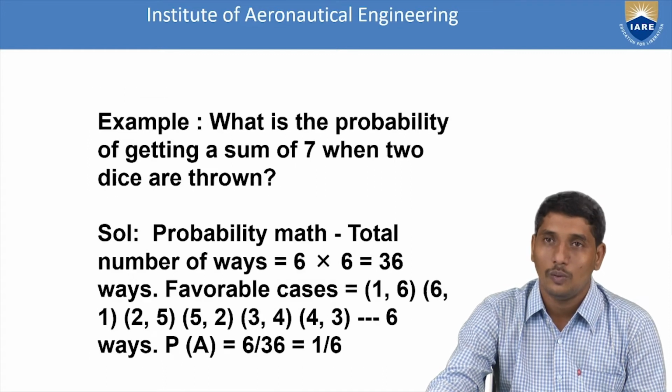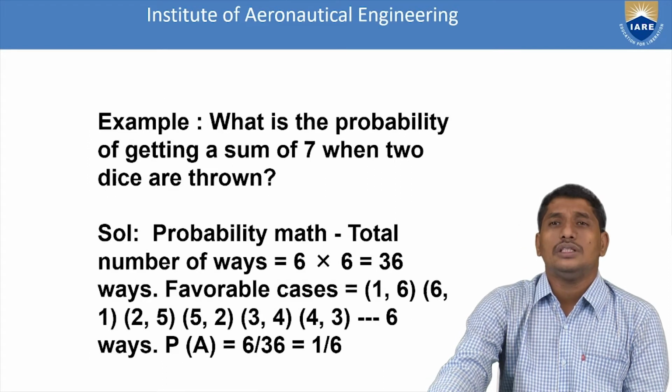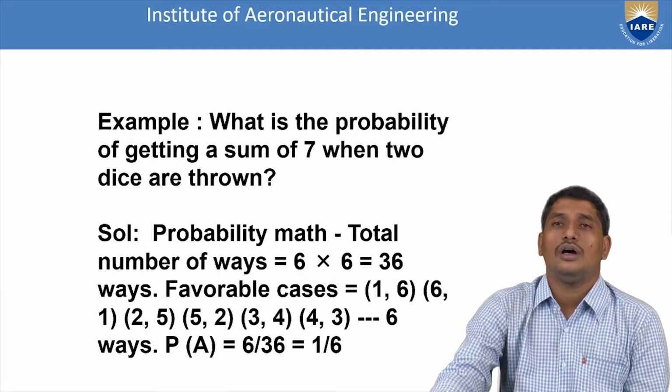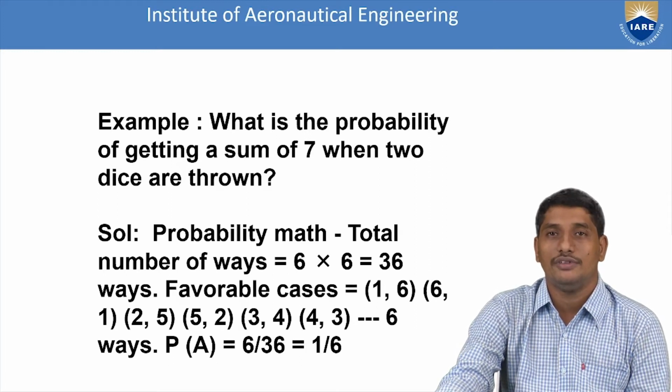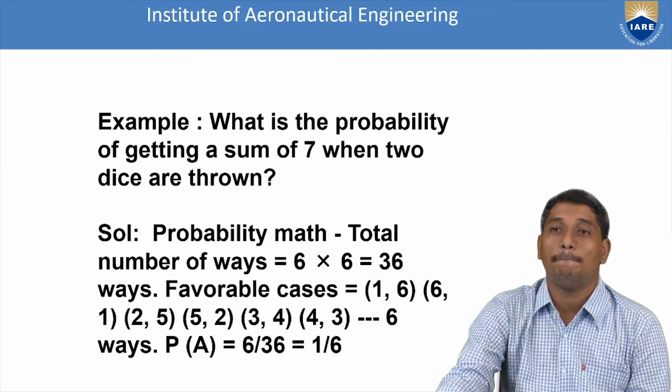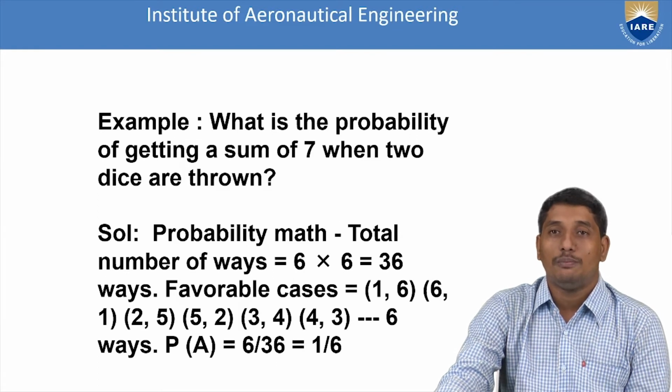Now let us have a look into another problem. Here the question says: what is the probability of getting a 7 when two dice are thrown at a time? Before that, I want to tell you one important thing.